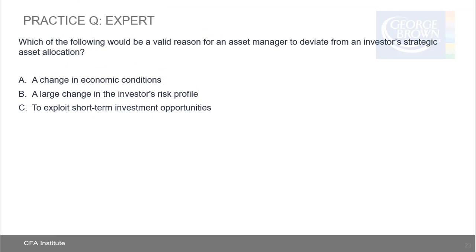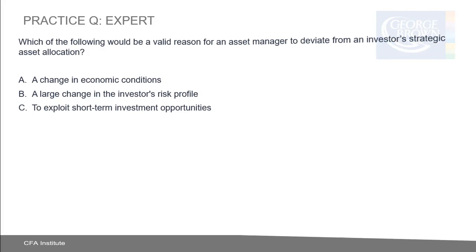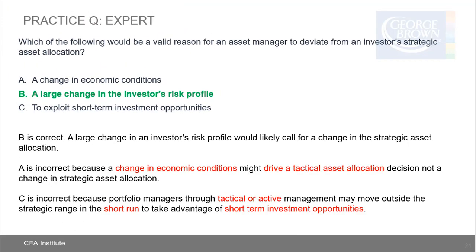A quick practice question that I like from the learning ecosystem expert level. The question is, which of the following would be a valid reason for an asset manager to deviate from an investor's strategic asset allocation? A, a change in economic conditions. B, a large change in the investor's risk profile. Or C, to exploit short-term investment opportunities? Good question. The correct answer is B.